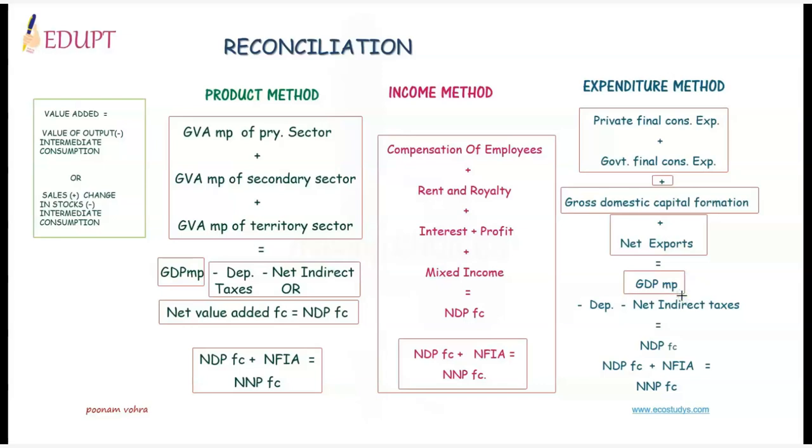So domestic income is NDP at factor cost, hence depreciation and net indirect taxes are deducted to get NDP at factor cost. And finally, net factor income earned from abroad is added to NDP at factor cost to get net national product at factor cost or national income.